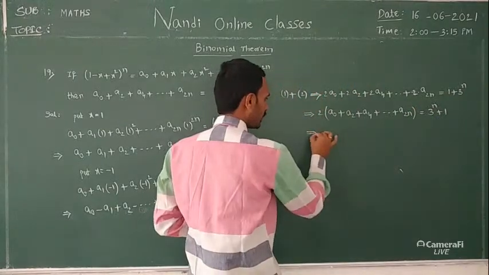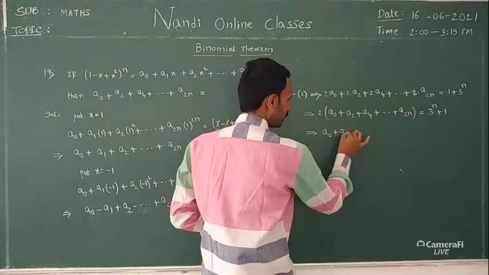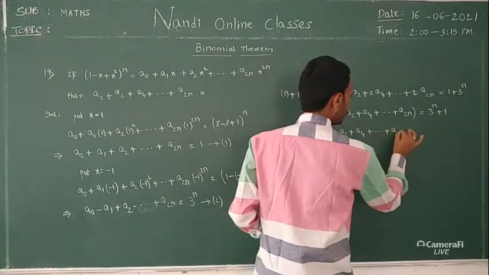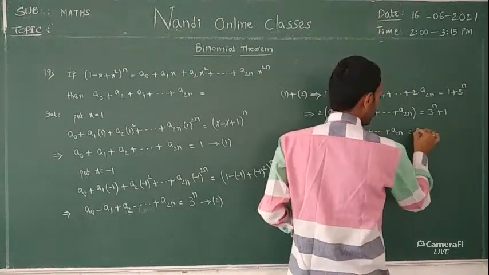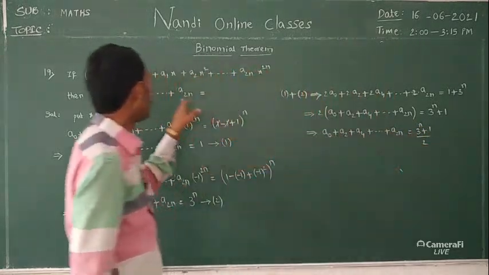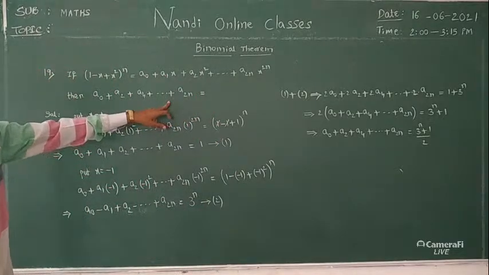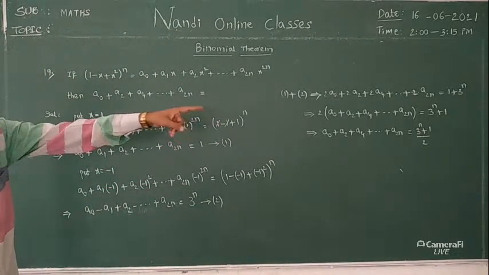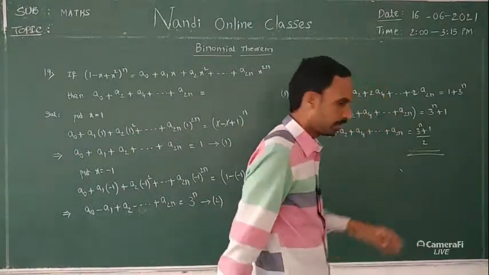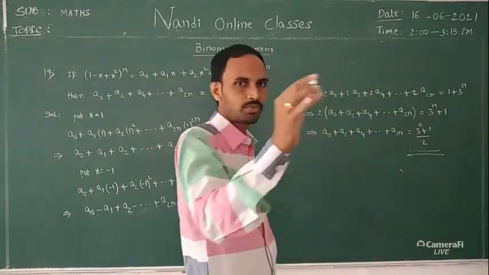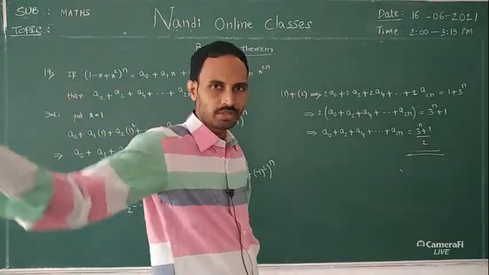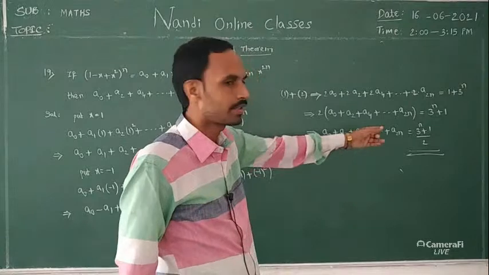Send that 2 to that side. A naught plus a2 plus a4 plus and so on a2n is equal to (3 power n plus 1) divided by 2. Okay, so the sum of even coefficients is (3 power n plus 1) by 2. Okay, this is the answer. They have given options: (3 power n plus 1) by 2, (3 power n minus 1) by 2, 3 power n by 2 plus 1, like that options given. This is the correct option.